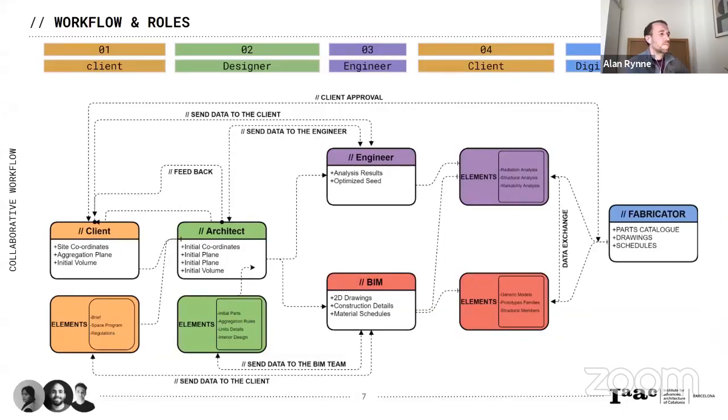And then it goes on to the engineer who will then analyze the radiation and analyze the structural to get an optimized selection of seeds. And then when it gets passed on to the client, whether they approve it, yes or no, and if it's a yes, they will then pass it to BIM, which will push it to Rhino, and it will go to the fabricator for fabrication.